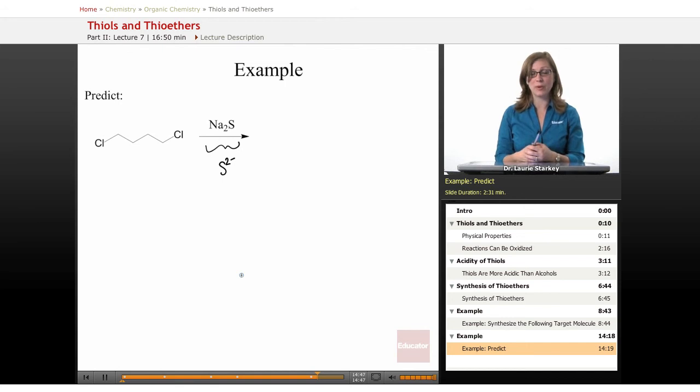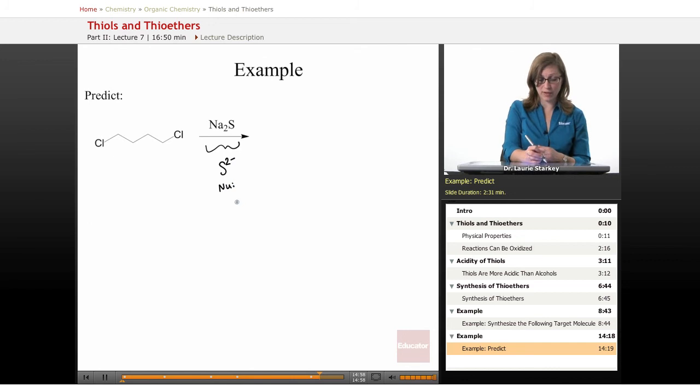So what do you think would happen with this reagent if we treat it with this dihalide? How do you think this reagent behaves? Acid, base, electrophile, nucleophile. What do you think it does? Looks like a pretty good nucleophile to me, pretty great nucleophile because it's negatively charged. So what are we going to do with it?